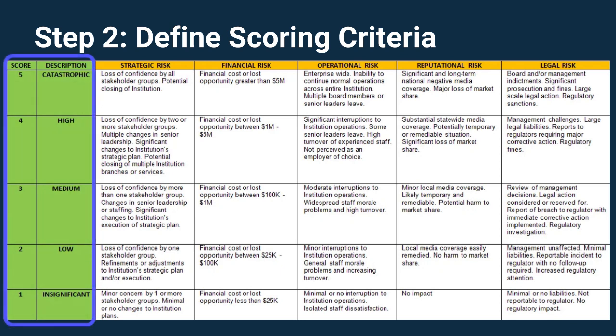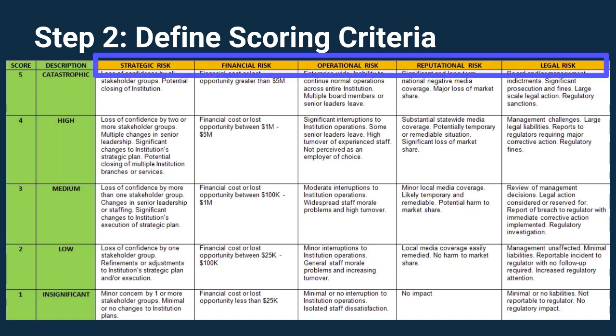List down the scores in the first column starting from highest to lowest and the attribute of that score in the next column. So let's say 5 is catastrophic, which means that if the risk transpires, the impact on the organization may be catastrophic. 4 is high. 3 is medium impact. 2 is low impact. 1 is insignificant, which means that if the risk occurs, the impact on the organization will be negligible or very minimal.